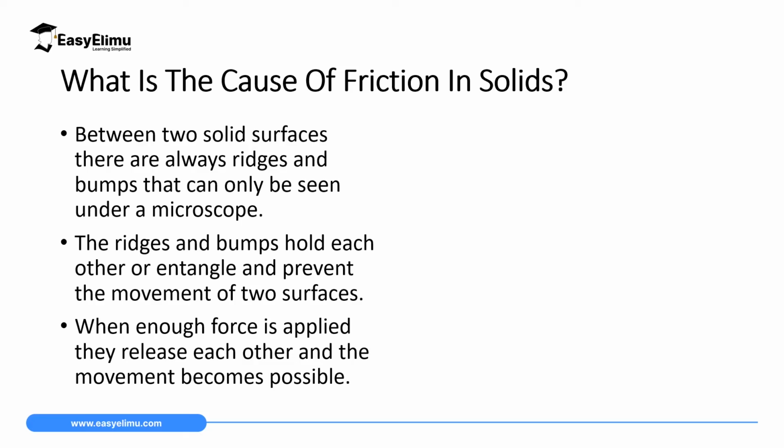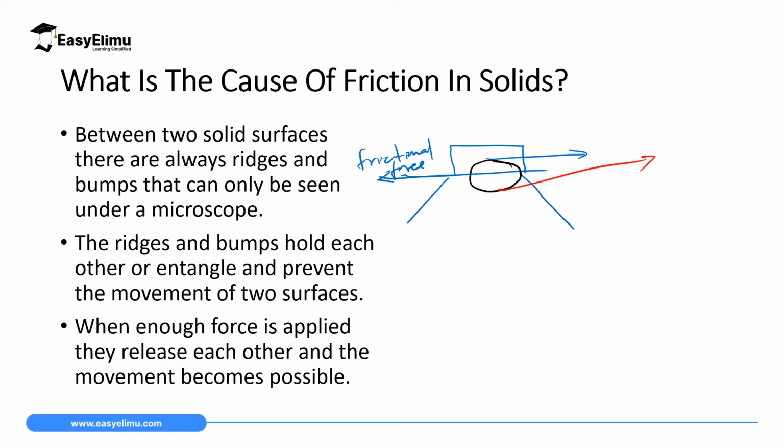And now the big question is, what causes friction force in solids? Just like I mentioned, whenever you have two solids in contact, like a box on top of a table, if you are moving in this direction, it's receiving a resistant force which you call frictional force. Now, if you cut this part where the two surfaces are in contact with each other, let me extract it and then post it there.